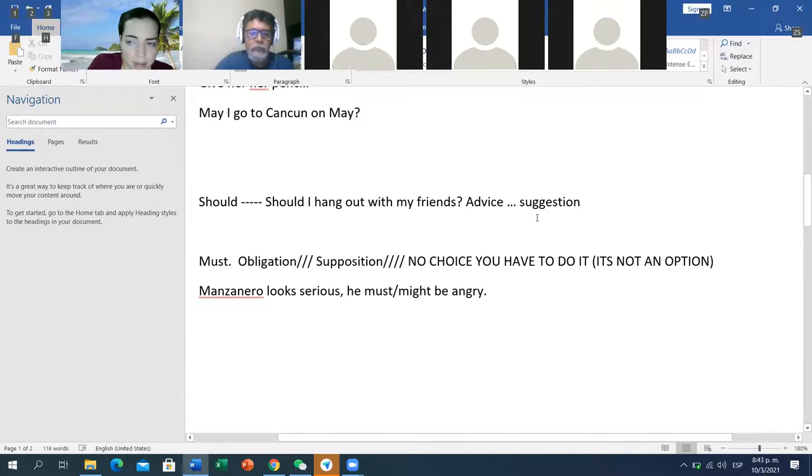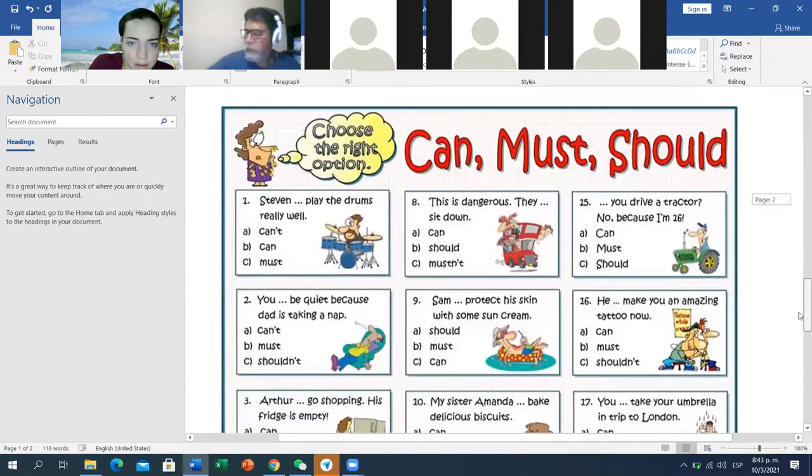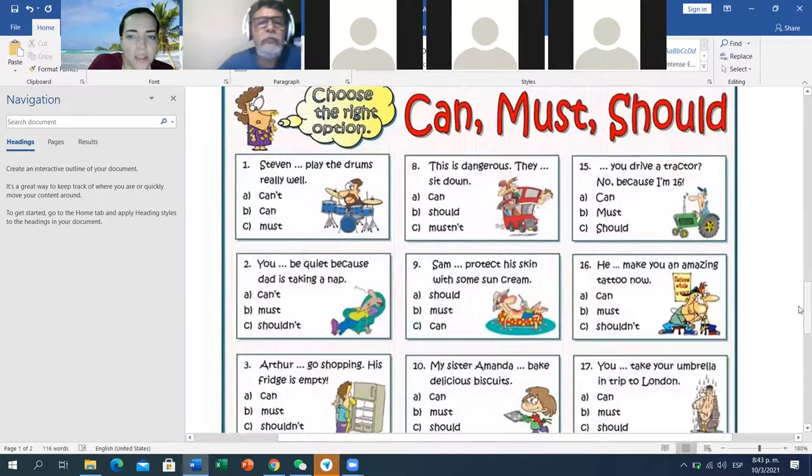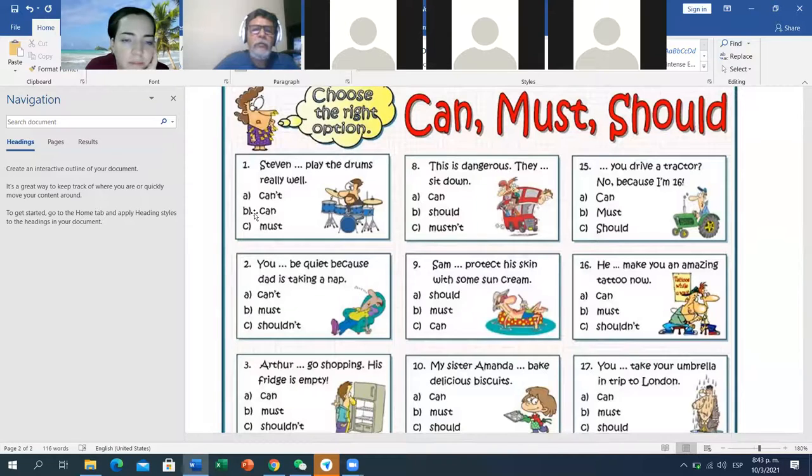Okay. Now, based on this, it says choose the right option with can, must, and should. Okay, I'm going to start with Brenda. Brenda, continue here, please. Number one. Steven can play the drums really well. Letter B, can. Steven can play the drums very well. Excellent. Very good. Okay. Lizette.